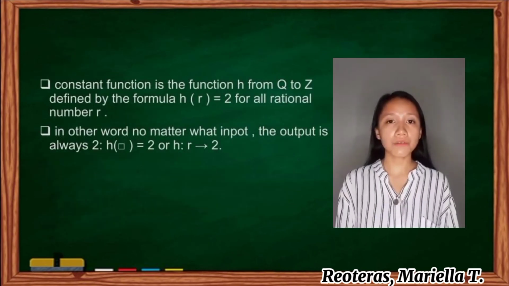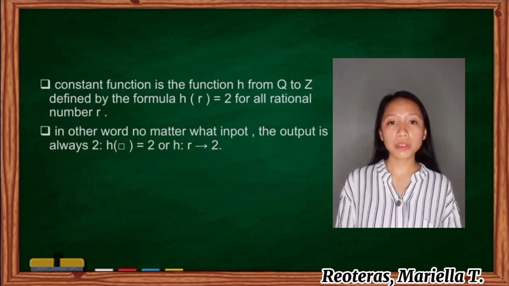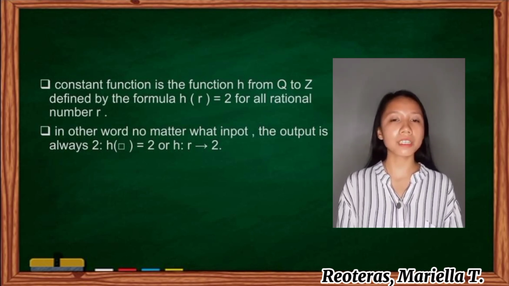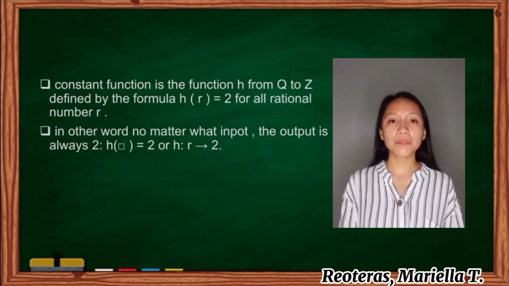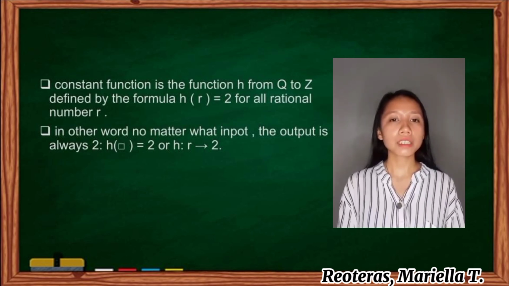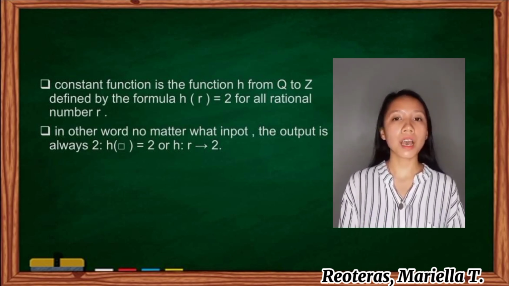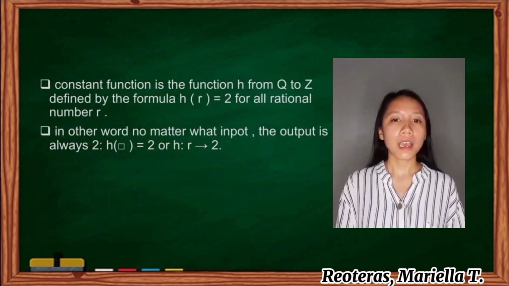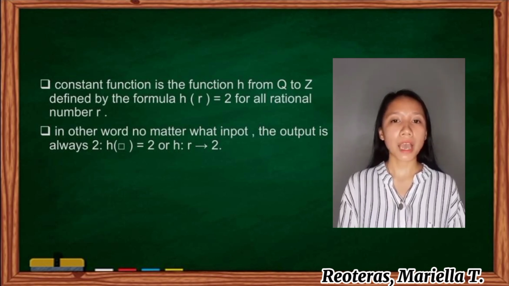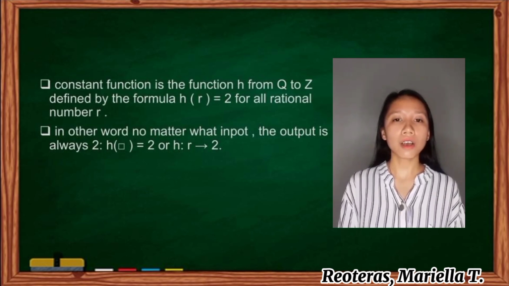Constant function: the function h from Q to Z, which is the set of the rational numbers to the set of the integers, is defined by the formula h of r equals 2 for all rational numbers r. In other words, no matter what the input, the output is always 2. h of blank equals 2, or h colon r maps to 2.